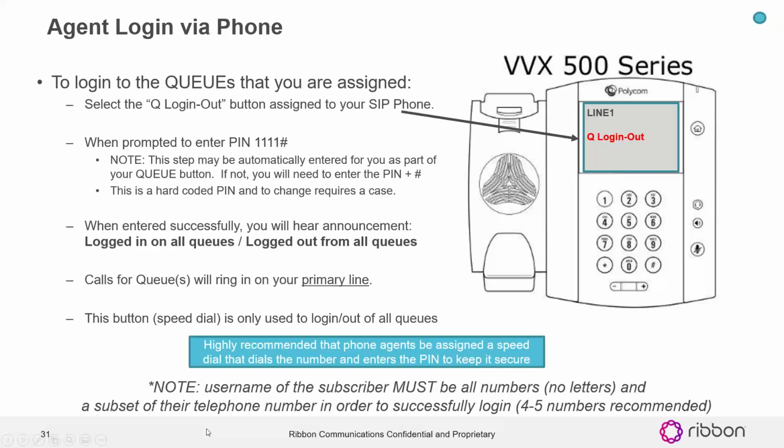A couple other things here: if you know the user is going to use the phone, even if they're going to use both phone and console, not at the same time, but have both enabled, then you need to build that KBS user. The subscriber must have their username, which is the user part before the @ domain, be all numbers, absolutely no letters, and it needs to be a subset of their telephone number in order to successfully log in. And because some domains are longer than others, we highly recommend this be a 4 or 5 digit number at your domain, because if there's a very long domain, SIP headers may not work as designed.